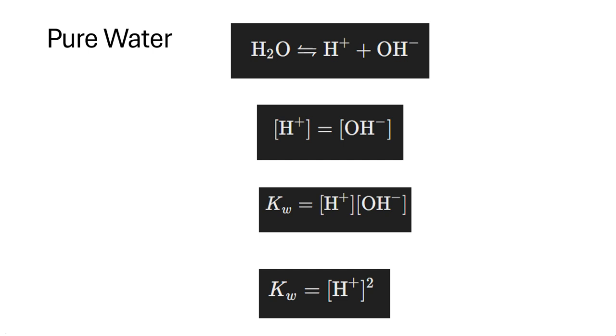If it's being split in equal amounts because it's pure, the concentration of H plus is going to be the same as the concentration of OH minus. So I can take the ionic product of water from earlier, Kw equals H plus times OH minus, and I can replace OH minus with H plus because they're the same concentration. Then it becomes H plus times H plus, which is H plus squared. So Kw for pure water is equal to H plus squared.